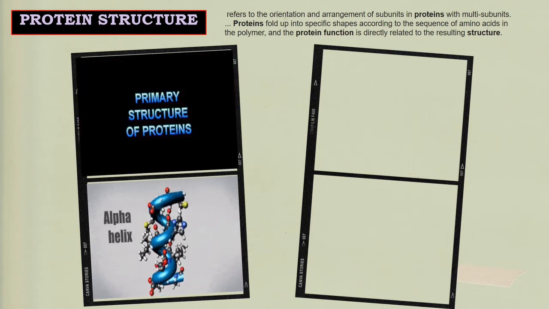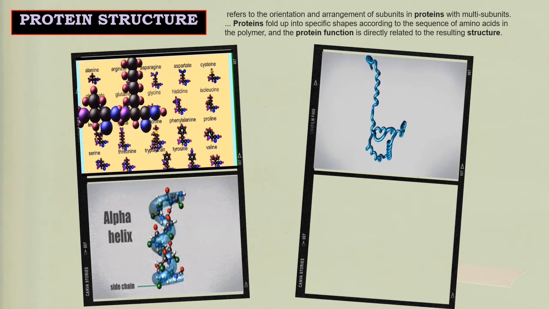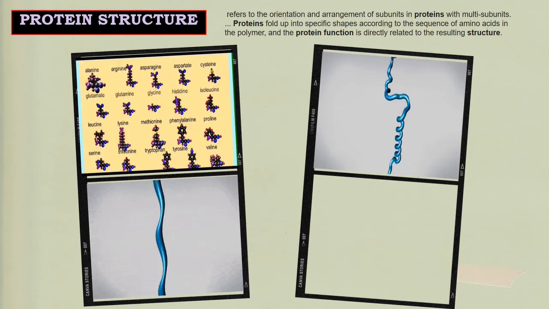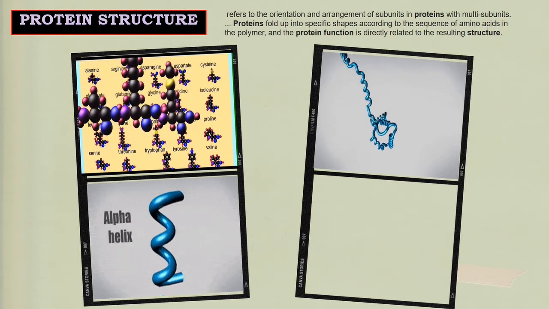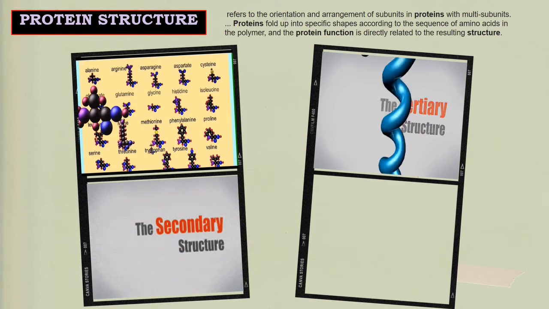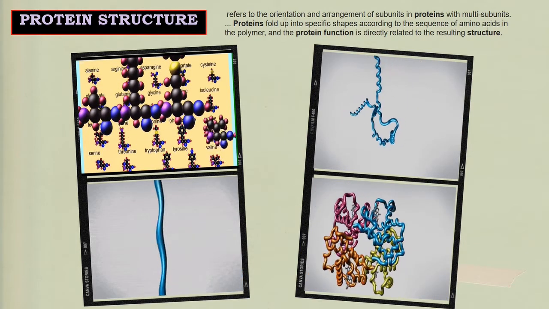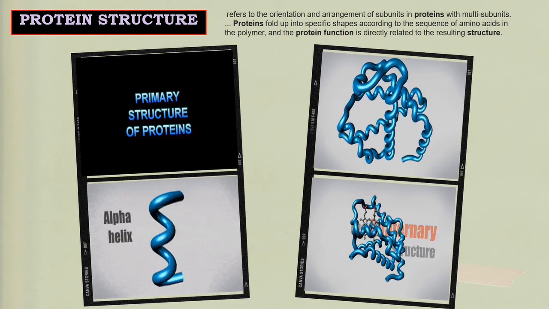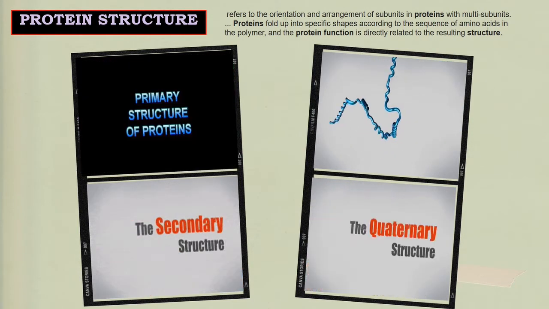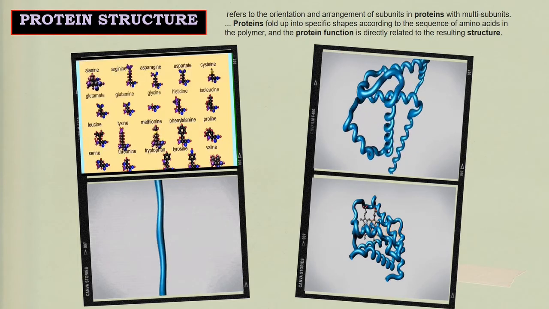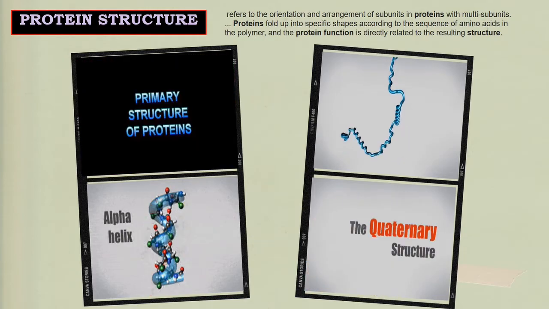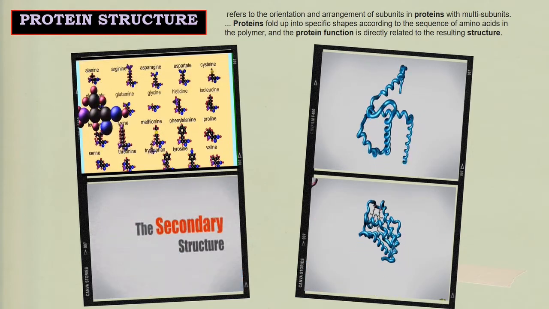And the third form is even more complicated and folded, and that is what we call the tertiary structure, as it folds itself. And the fourth type is an even more intricate and complicated combination, and this is what we call the quaternary structure. Now, in the next slide, we will try to describe it even more.